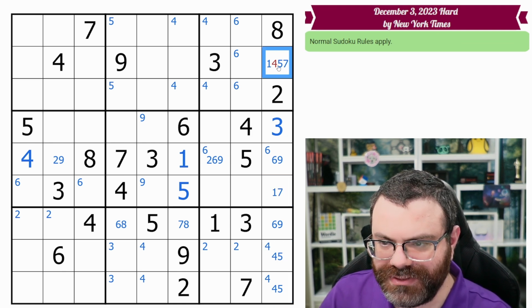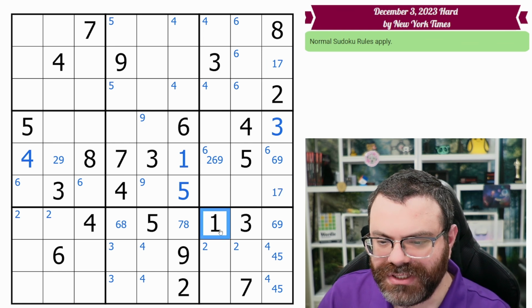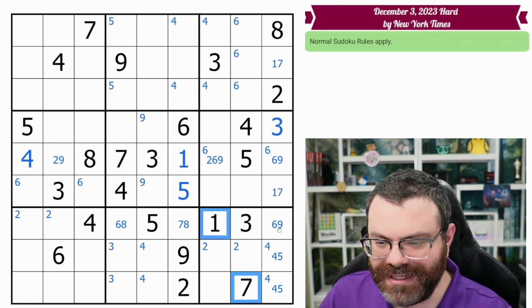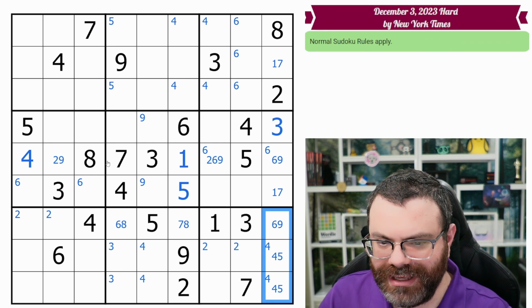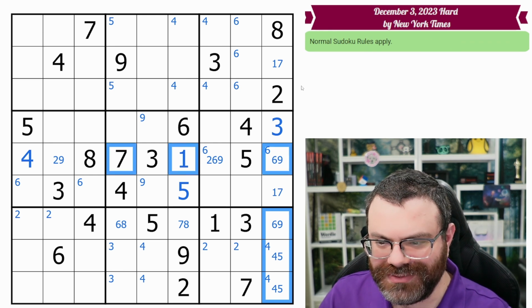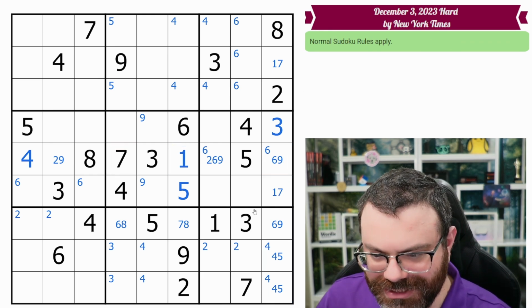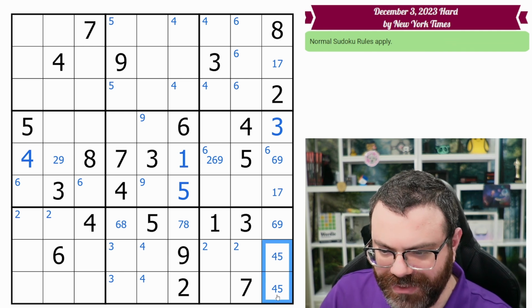That's a 4, 5 pair, and so this is a 1, 7 pair. So I guess I could have seen that 1 and 7 don't go here, and 1 and 7 don't go here, and so that's a hidden 1, 7, but that's a hard spot. This 4, 5 pair should be helpful, though.